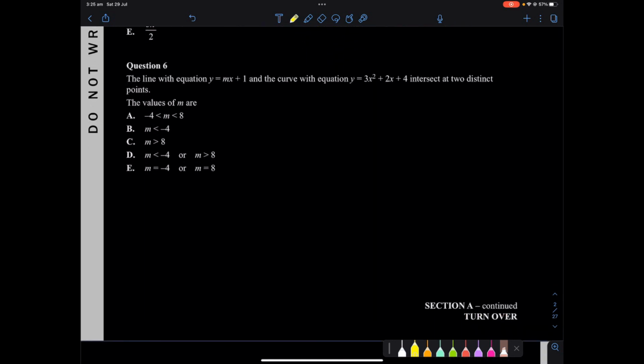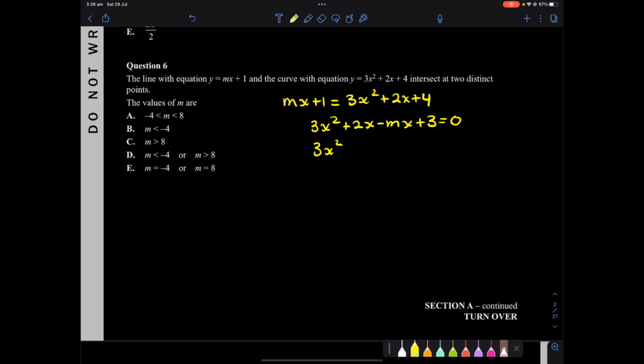The line with the equation mx plus 1 and the curve with the equation 3x squared plus 2x plus 4 intersect at 2 distinct points. The values of m are... Okay, to do this, what we're going to do is equate them. So mx plus 1 equals 3x squared plus 2x plus 4. And we're going to just bring mx plus 1 to the right. So it'll be 3x squared plus 2x minus mx plus 3 equals 0. Now, I would simplify this as 3x squared plus (2 minus m)x plus 3.